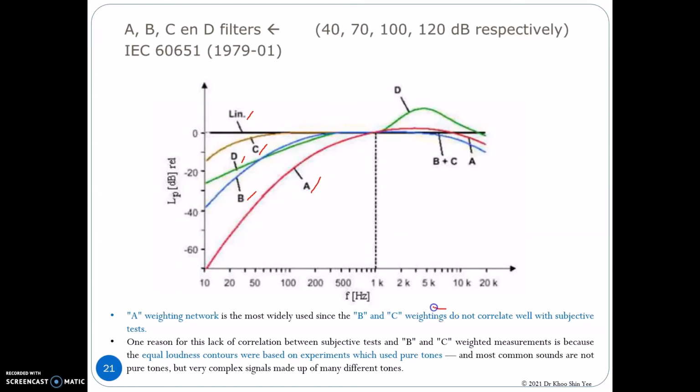It is seldom for us to use the B and C weighting for the sound pressure measurement compared to the A weighting. This is because B and C weighting do not correlate well with the subjective hearing test. B and C weighting measurements are based on the equal loudness contours, which come from experiments that use pure tones. However, most common sounds that we measure or listen to are not pure tones, but complex signals made up of many different tones. This is the main reason for the lack of correlation.